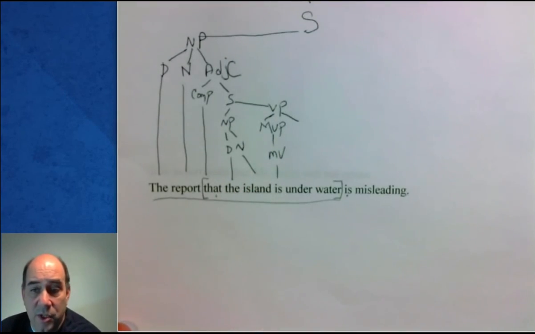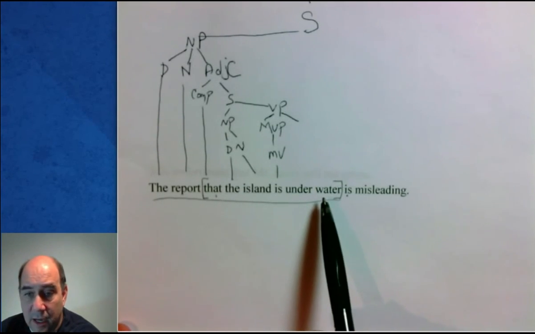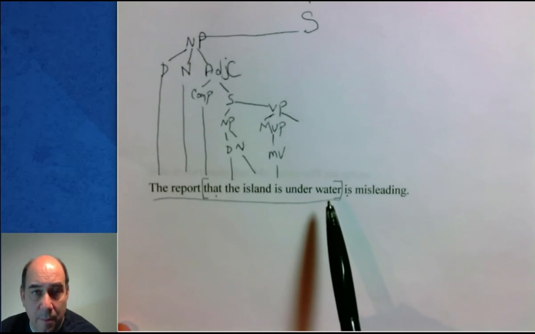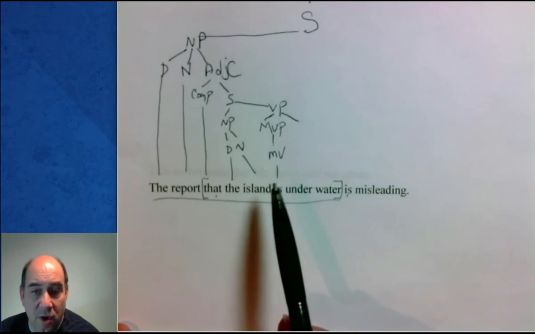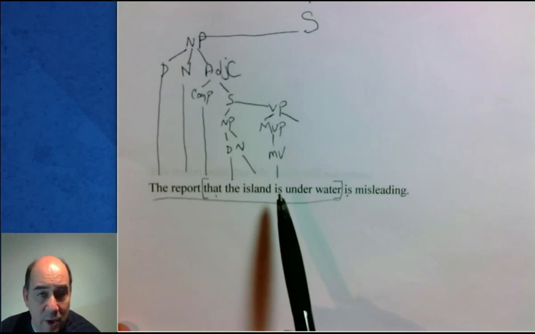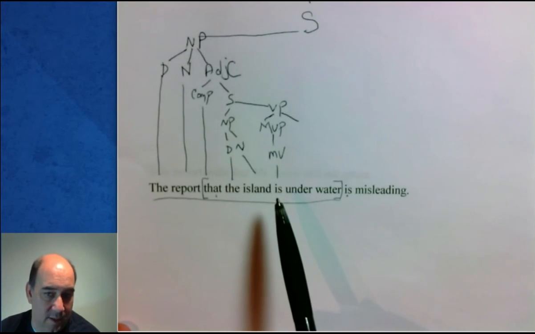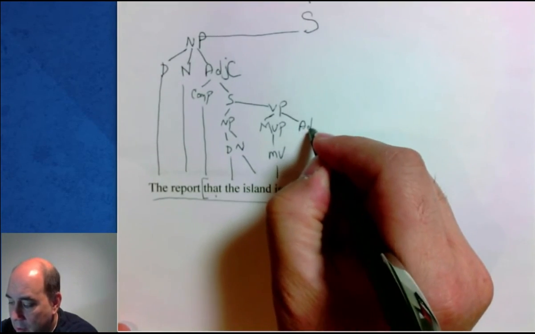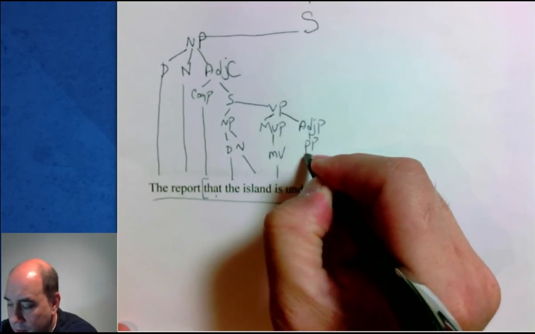Now, the real question is, this is a prepositional phrase, underwater. So that's its form. What's its function? Underwater, is it describing the island or is it describing the verb, its state? You can argue either one of these. I'm going to argue that it's just describing the island. So I'm going to make this an adjective phrase, which is a prepositional phrase.